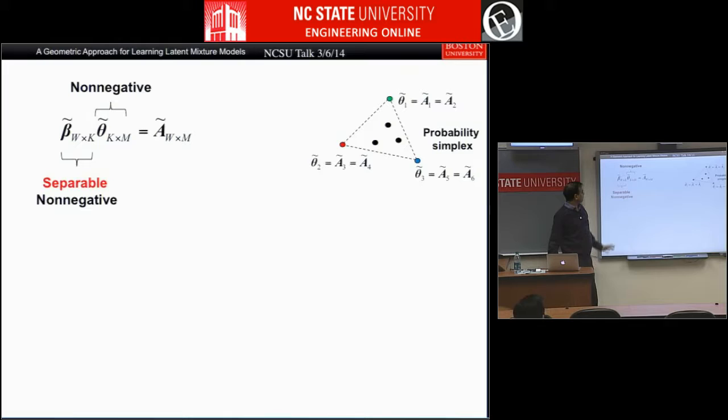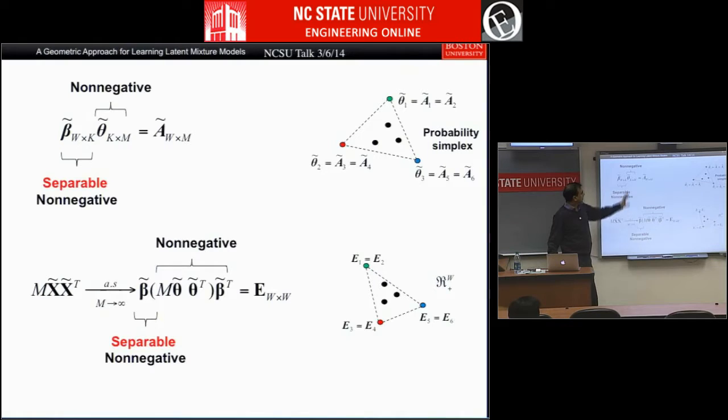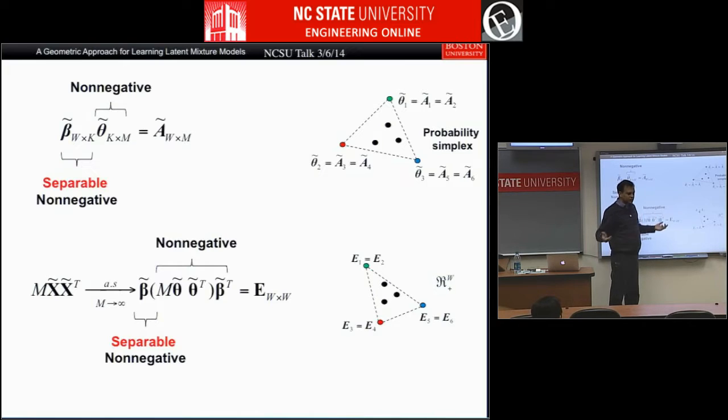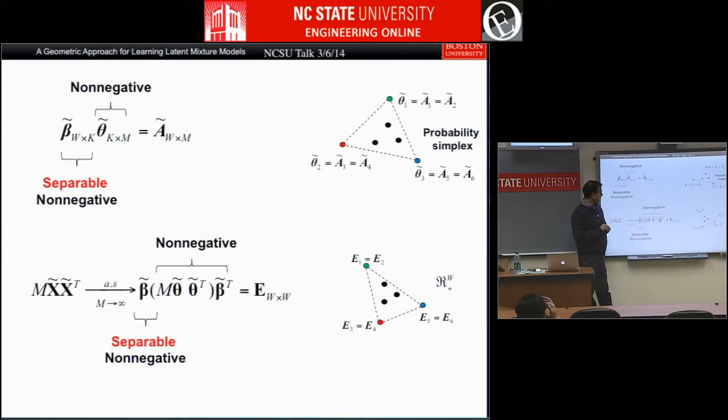Okay, so here is what we do. We have this situation, but we never observe A. We observe something like a donut of that. But if you were to take x tilde transpose, then as m goes to infinity, you can think of this as converging to a word-word co-occurrence. If the word-word co-occurrence is well-defined, and by law of large numbers, it converges fairly fast to this word-word co-occurrence matrix. Then you have gotten rid of the noise through this averaging process.